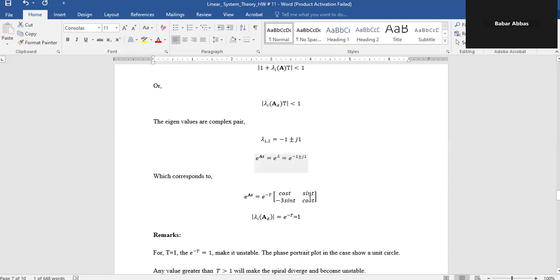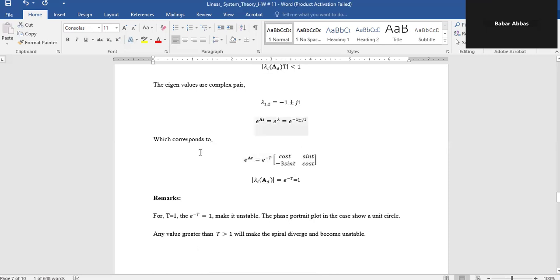In this case, the eigenvalues are not negative and distinct, but these values are complex. The real part is -1, while for the j omega part you have a pole pair here. So we have to find it by using the matrix exponential. This is a lengthy calculation. So here this is the real part, and this is the imaginary part.